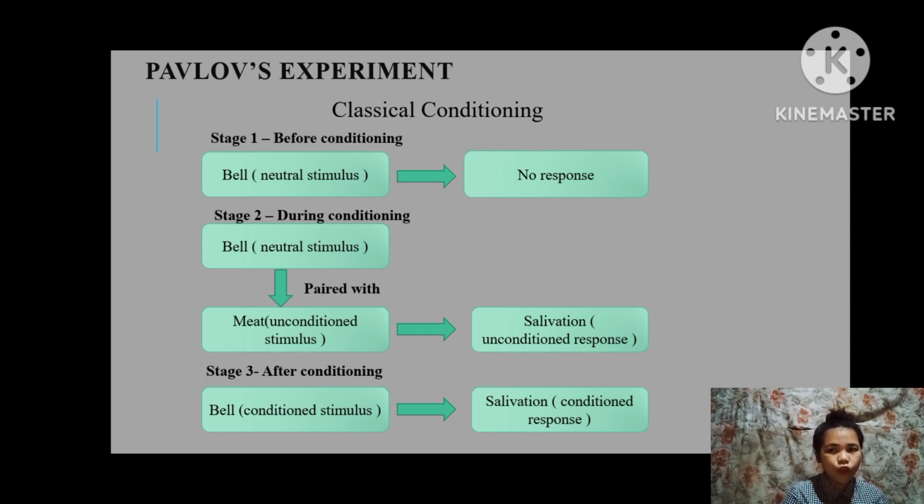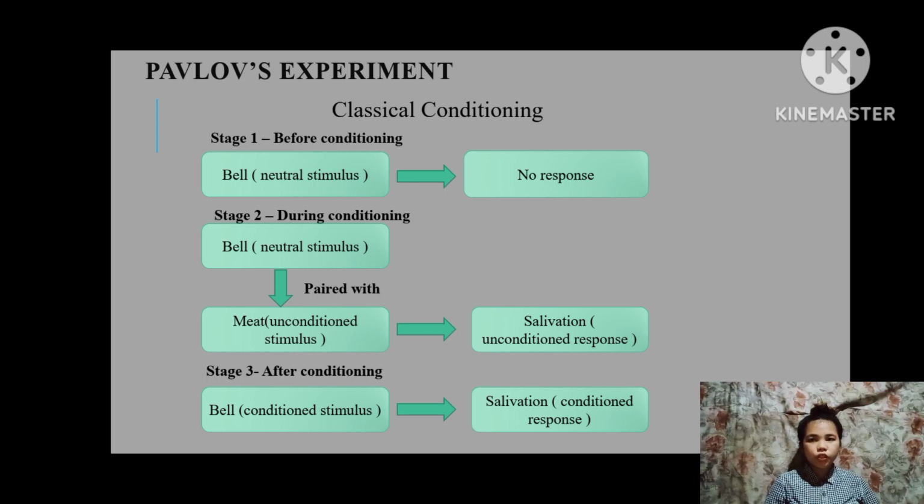Stage 1, before conditioning. The bell here represents the neutral stimulus, because no specific reaction is received from the dog. No response at all even though we rang the bell in front of them. They are not conditioned to show us a response or a reaction even though we signal them by the use of the bell. So this is what happened before conditioning.